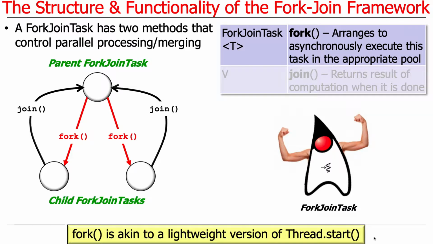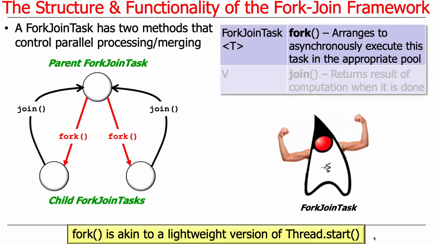So fork, when you call fork on a fork join task, that arranges to asynchronously execute this task in the appropriate fork join pool, which could be the common fork join pool, which could be some user-specific fork join pool, but it basically says, queue this guy up to run.